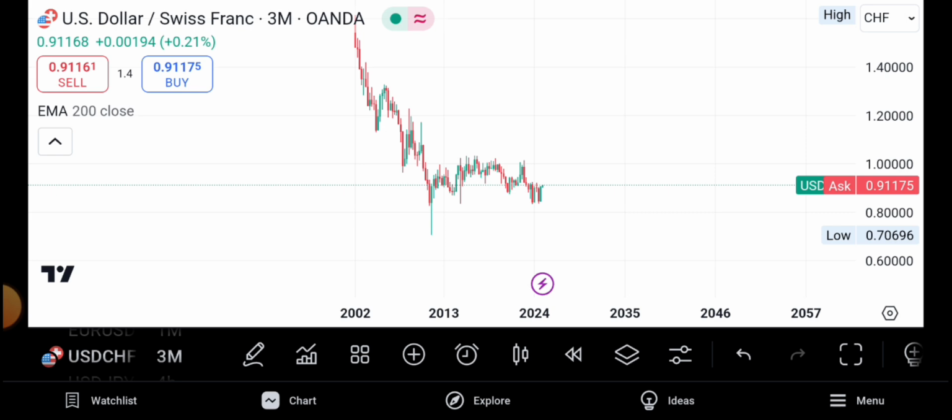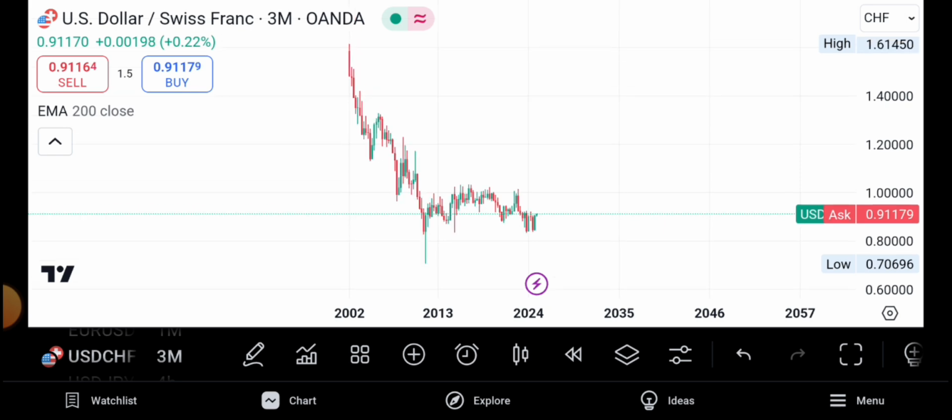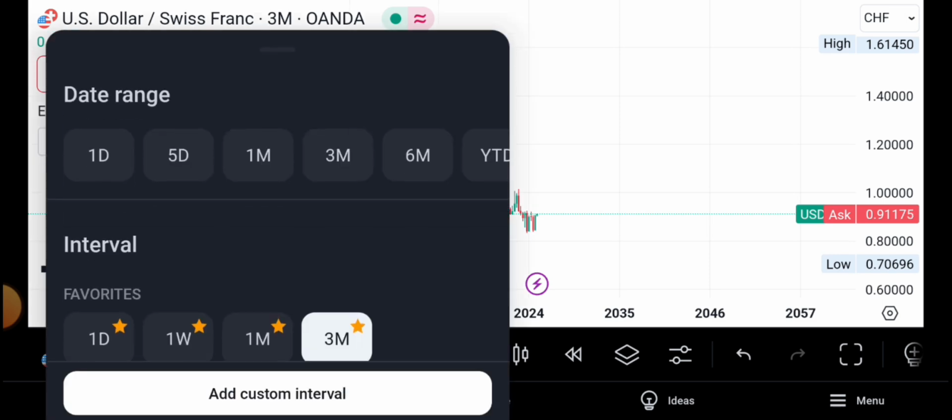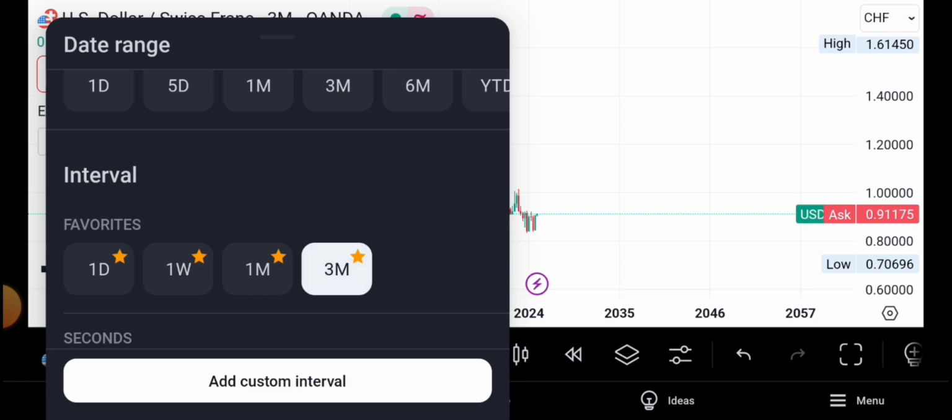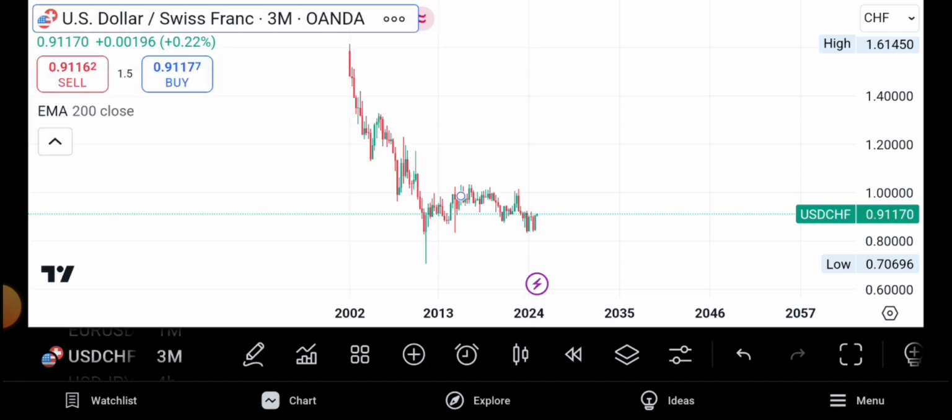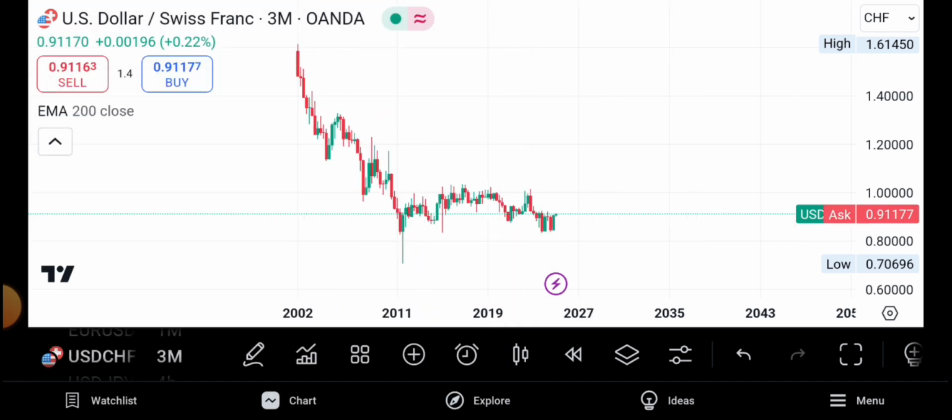So as usual, I am a swing trader, so I have to go to a higher time frame, and sometimes my higher time frame can be 6 months. Since it is now the beginning of the year, I want to see the bigger picture, so it can be 6 months, but now I shall start with the 3-month time frame. So go to the 3-month time frame and you shall see. Currently I'm using Oanda to analyze the market.